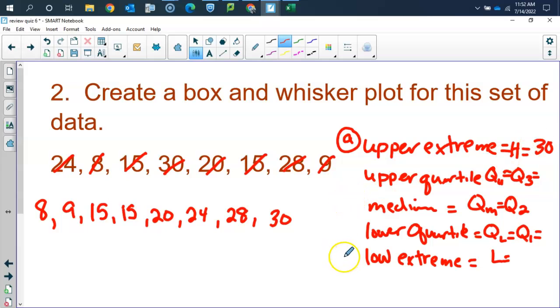Next thing I want you to give me, we're going to go out of order here. What is the low extreme? Go. Well, the lowest number or low extreme is 8.